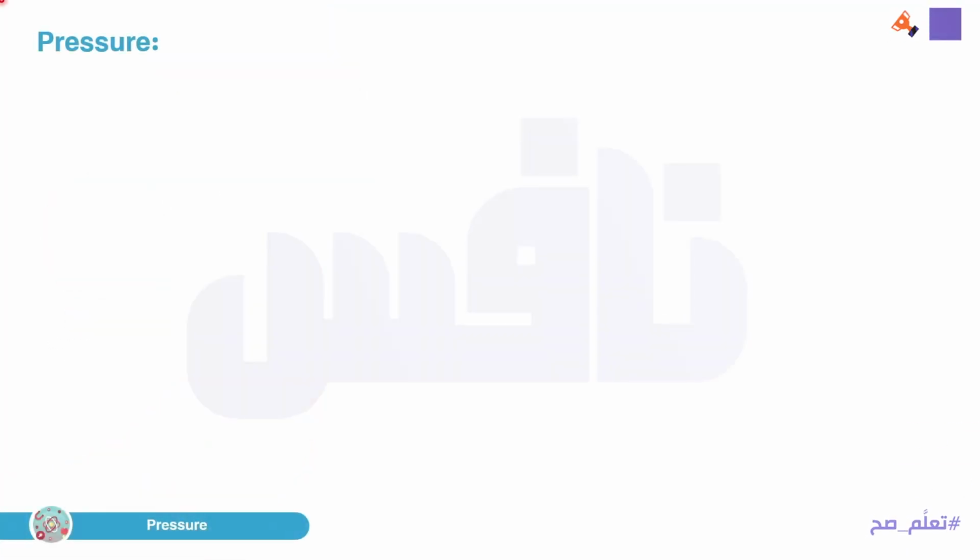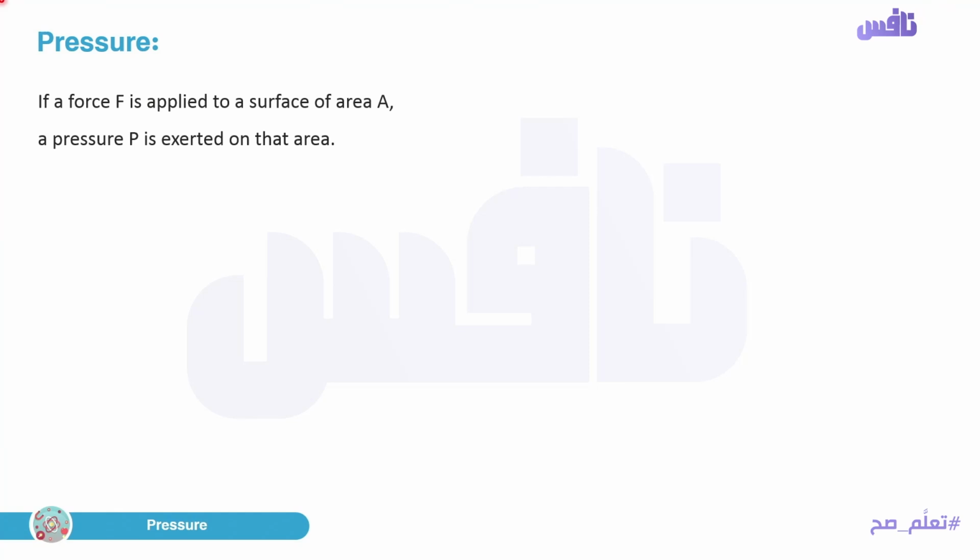First, what is pressure? Pressure is when a force F is applied to a surface of area A, and so a pressure P is exerted on that area. Then P equals F over A. So we can state the definition of pressure.